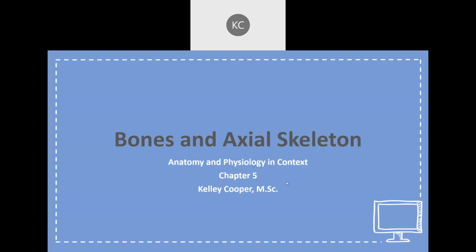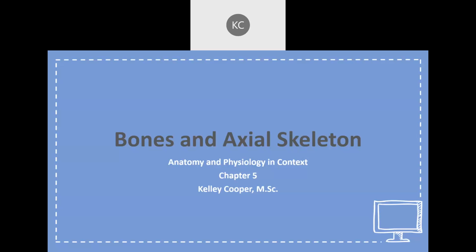All right, so welcome back to another lecture. In this lecture, we're going to be doing chapter 5, and this is going to be covering our bones and our skeletal system. In general, we'll look specifically at our axial skeleton, in contrast with what we'll call later our appendicular skeleton. And then we'll also look at some skeletal physiology as well.